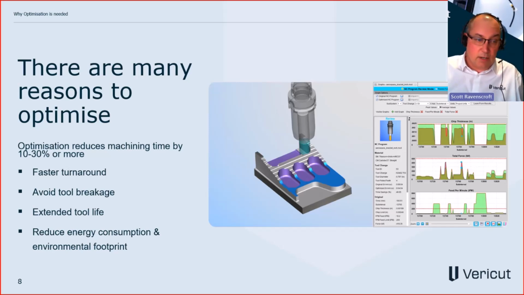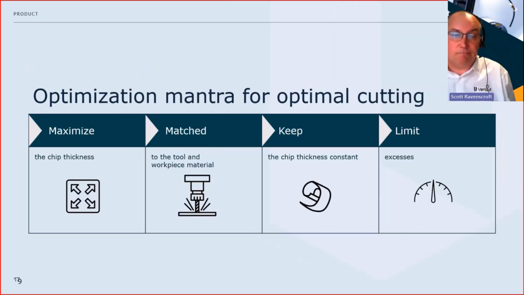It allows us to avoid tool breakage. Therefore, we can extend tool life because we're balancing chip thickness out with forces. And the other thing to consider here is a natural benefit of the software is to reduce our energy consumption and our environmental footprint. So our mantra for optimal cutting is maximize the chip thickness to the tool and the workpiece, keep the chip thickness as constant as possible, and limit our excesses where we need to.